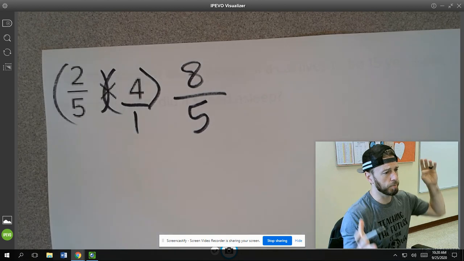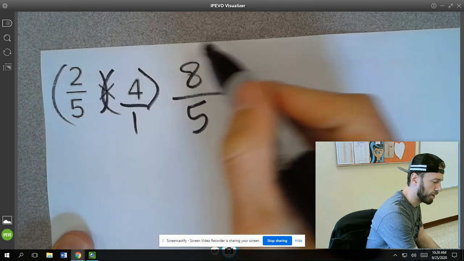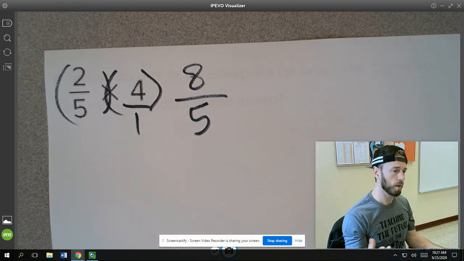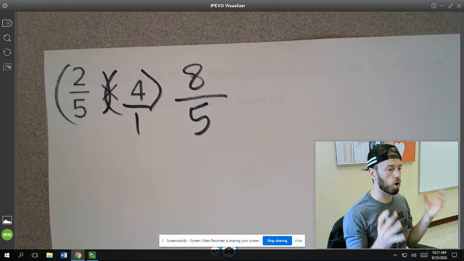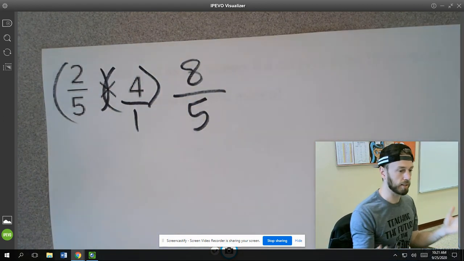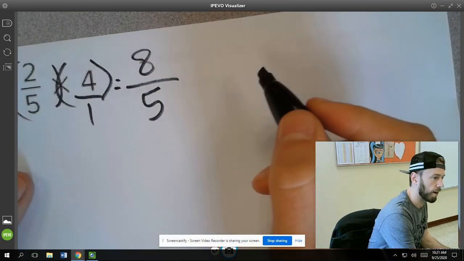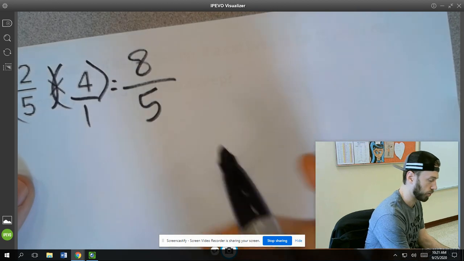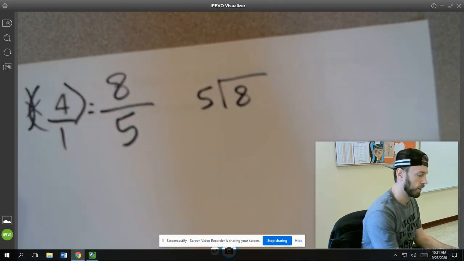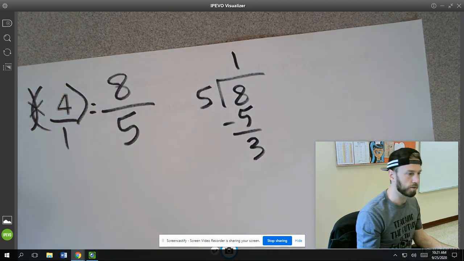Now this one's a little bit interesting because we're going to end up with a mixed number answer. If you have a number on top that's bigger than the number on the bottom, we call this an improper fraction. And in order to handle an improper fraction, all you have to do is divide it. Literally do 8 divided by 5 because that's what fractions are anyway. It's just division problems. So 8 divided by 5, I know that 5 goes into 8 one time. Subtract with 3 left over.